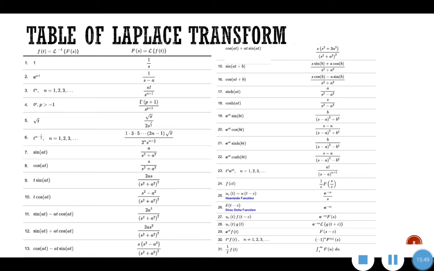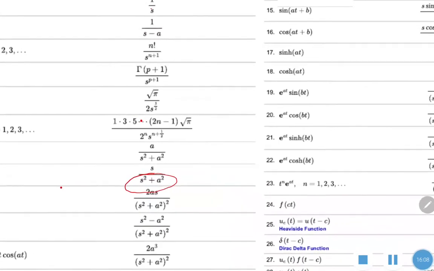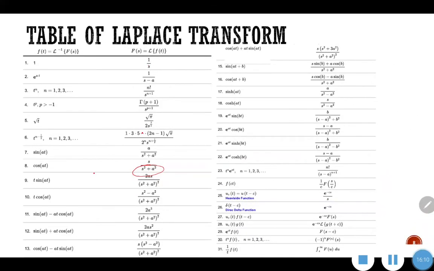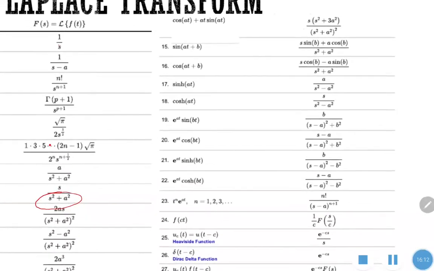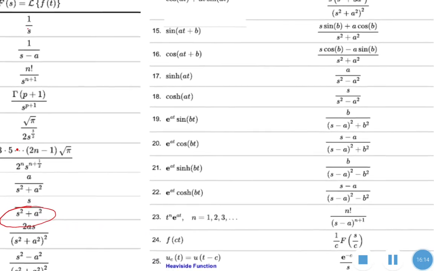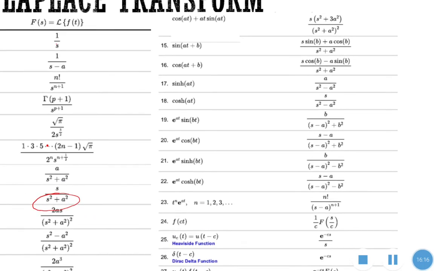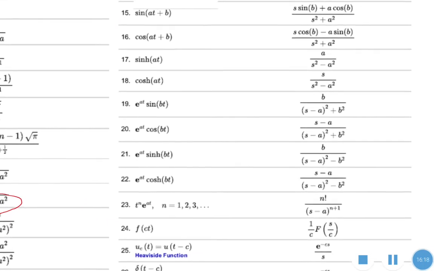Try to find in this table, is there one with s in the middle? Is there? We have 1 over s minus a. Yes. We have s square plus a square. Yes, we do, everything squared. Okay, is there any with s in the middle? It seems not. We don't have such a thing.